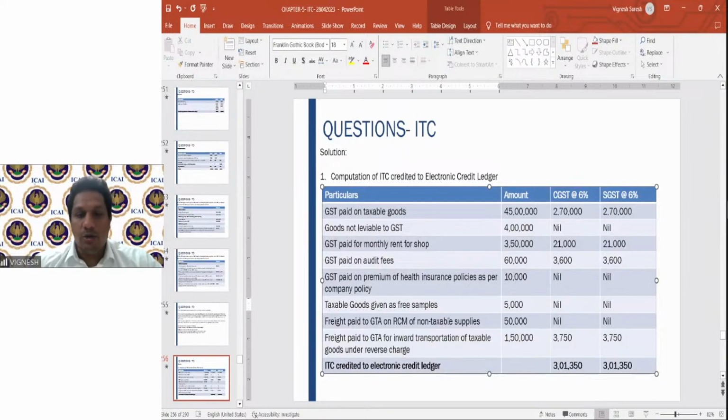Fine. And then total ITC, which is credited to the electronic credit ledger, is 3,01,750. Fine. So I hope this point is also clear in this particular situation. Fine. So this is the ITC which is credited to the electronic credit ledger.